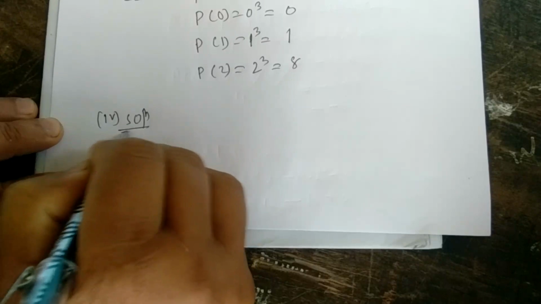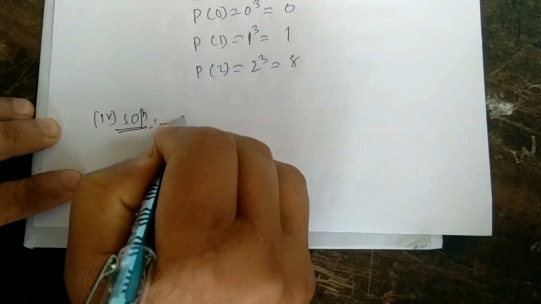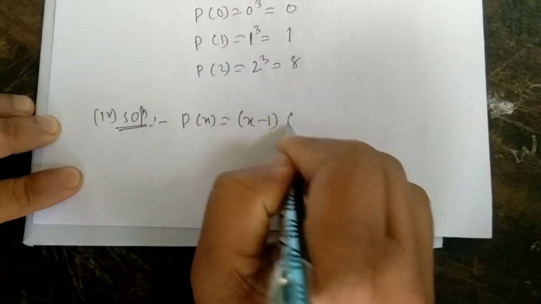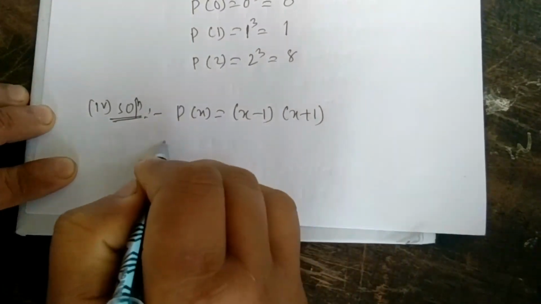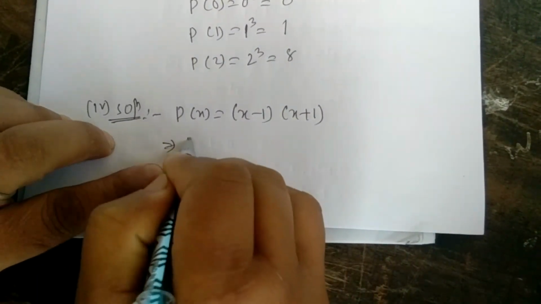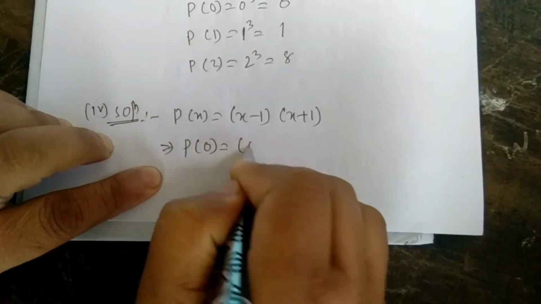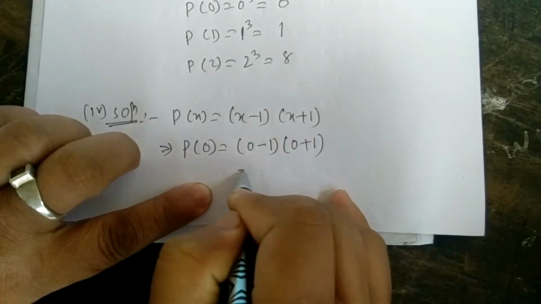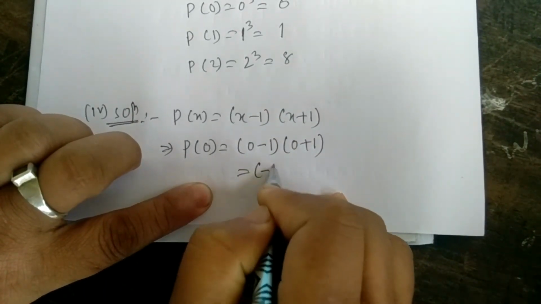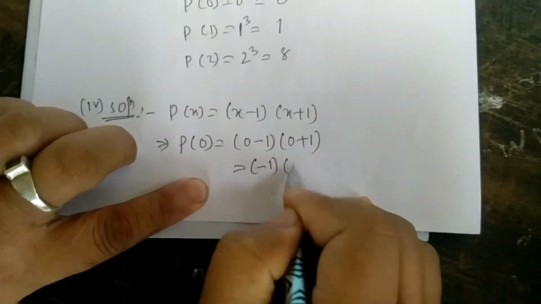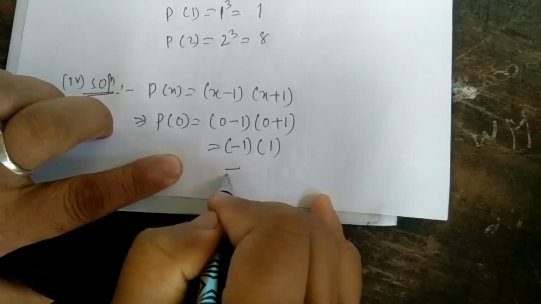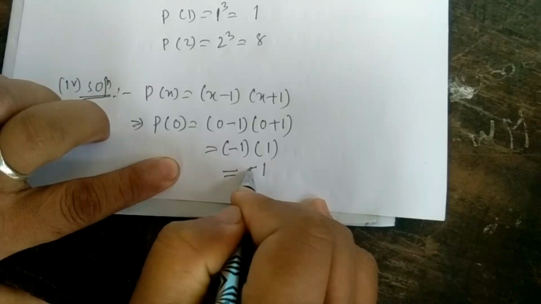Question number 4, solution. p(x) equal to x minus 1 into x plus 1. In place of x you put 0: 0 minus 1, 0 plus 1. So it will become minus 1, then 0 plus 1 is 1. Minus into plus is minus, 1 times 1 is 1, so minus 1.